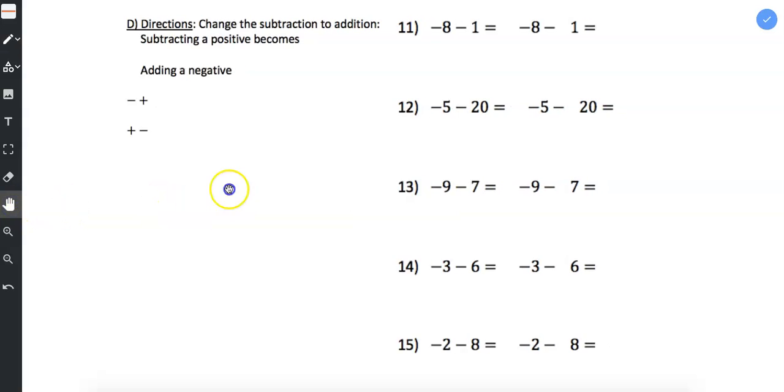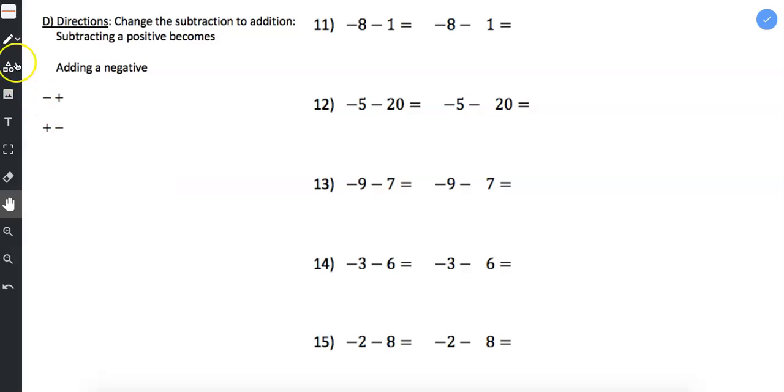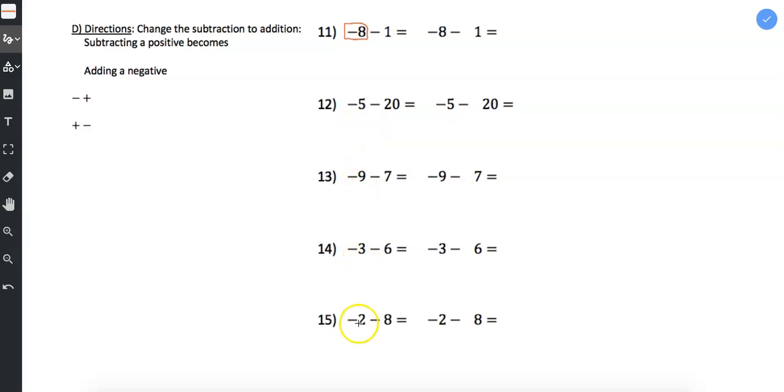We're now looking at examples in Part D, and Part D is very similar to Part C. The only difference is that the first number in Part D is a negative number, and all of the first numbers in Part C were positive numbers. The first numbers never change in Parts A, B, C, or D. Any problem you're looking at, the first number always stays the same.